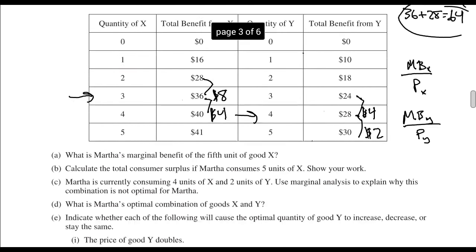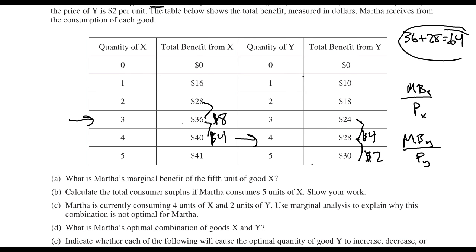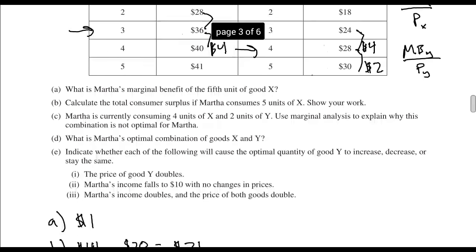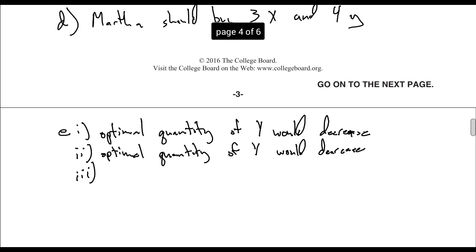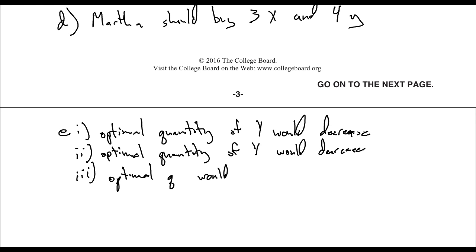Would you still be able to buy 3 and 4? Absolutely. And the only thing that would change is that the marginal benefit per dollar now is only 1 for that 3rd unit of X and that 4th unit of Y. So what would happen? The optimal quantity would stay the same.